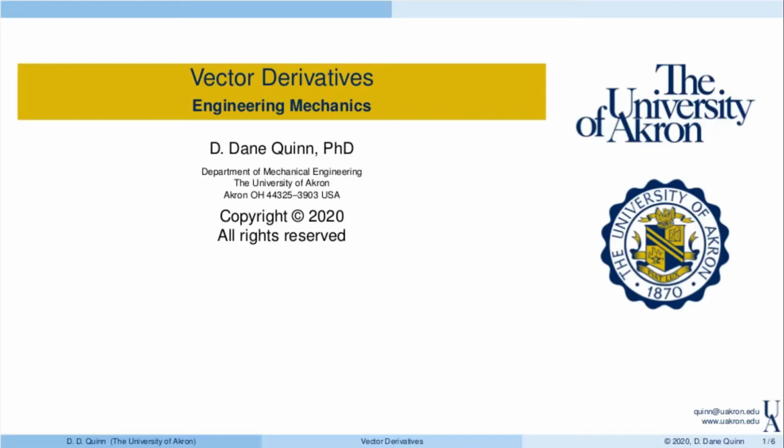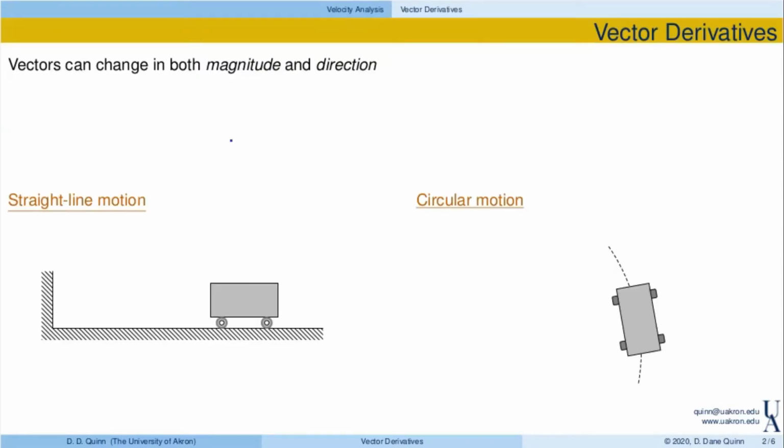Today's lecture will focus on vector derivatives. In particular, how do you take derivatives of vectors? We know that vectors have both magnitude and direction, and as a result, a vector can change both its magnitude and its direction. Right? So again, we have a scalar magnitude and then a unit vector, which denotes the direction of the vector.